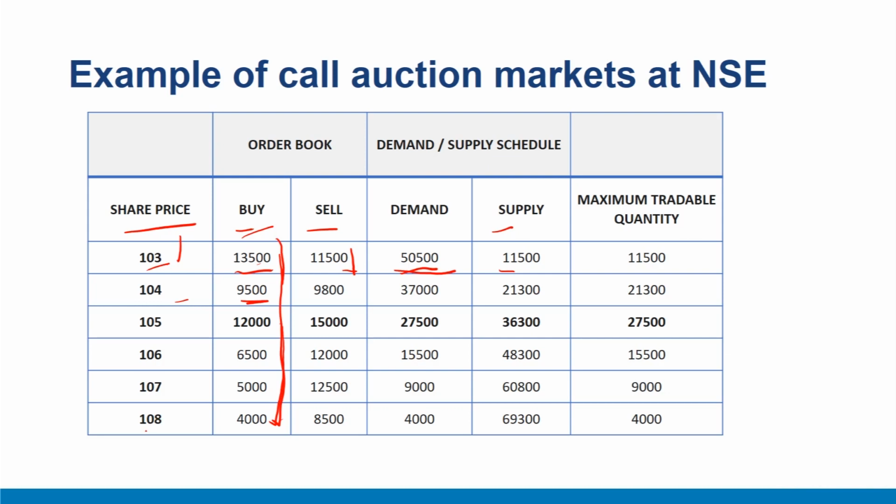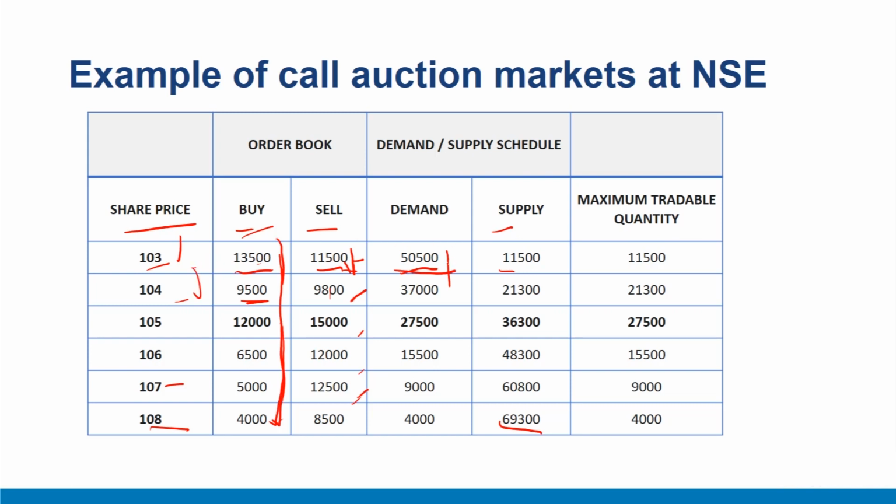Conversely, if you are looking at 108 rupees, all these sell orders starting from this one will be willing to sell, and therefore supply is the accumulated order here. Similarly, if you are looking at the supply at 107, starting from 11,500, 9,800 and so on up till 12,500, all these orders will be willing to sell at this price. And thus we can prepare demand and supply schedules at all the prices.